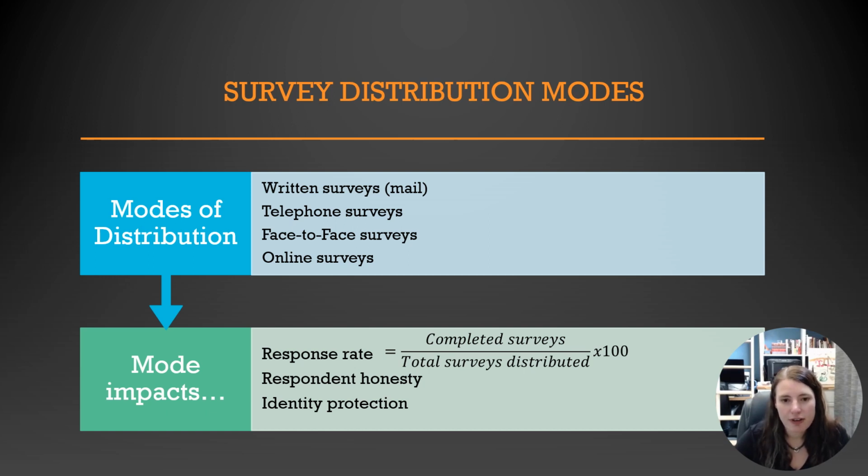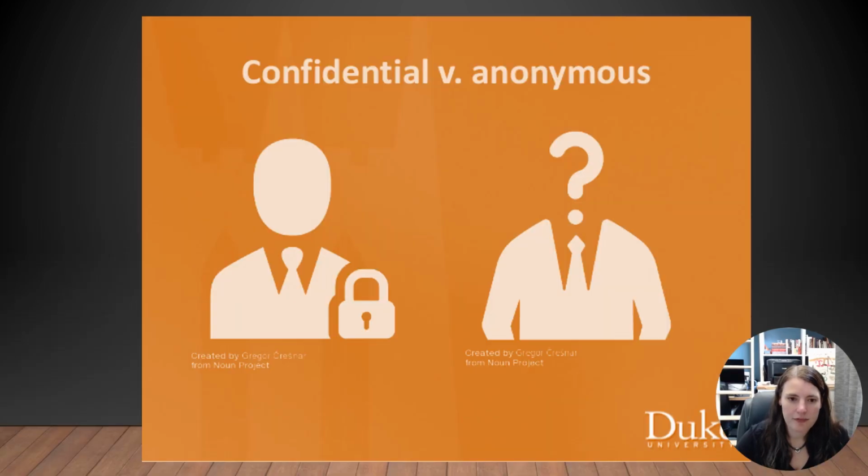Respondent honesty refers to the honesty of the respondent's answers. Because of the stigmatized or illegal nature of some behaviors, respondents may not always be as honest as we would wish when filling out a survey. The distribution mode can influence that, with some modes providing more protection and thus more honesty. Which leads me to the last impact, which is identity protection. The survey mode will affect whether or not a person's identity has to be known by the researcher.